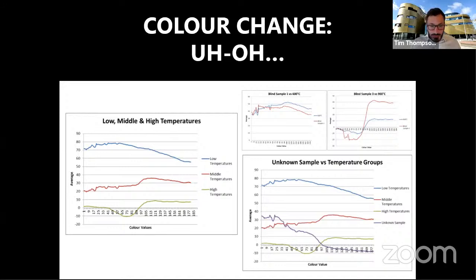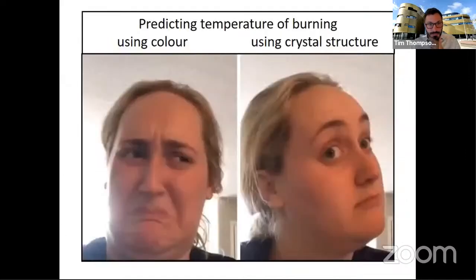And I think that, for me, just underlines the fact that using the surface color of bone is actually probably quite problematic for a number of reasons. So that didn't work. So we carried on.